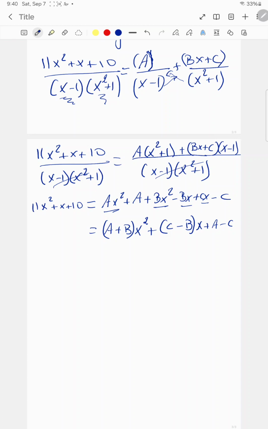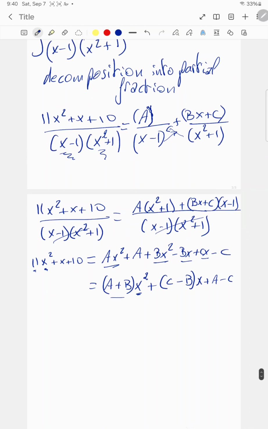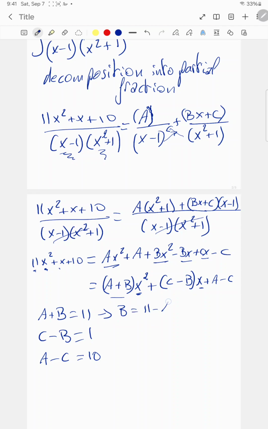If I look at the left hand side, the coefficient of x squared is 11 and on the right it is a plus b, so I can conclude that a plus b is equal to 11. Here the coefficient of x is c minus b, and on the left the coefficient of x is 1. The term that does not have x is a minus c, and on the left hand side it is 10. From the first one I can conclude that b is equal to 11 minus a.